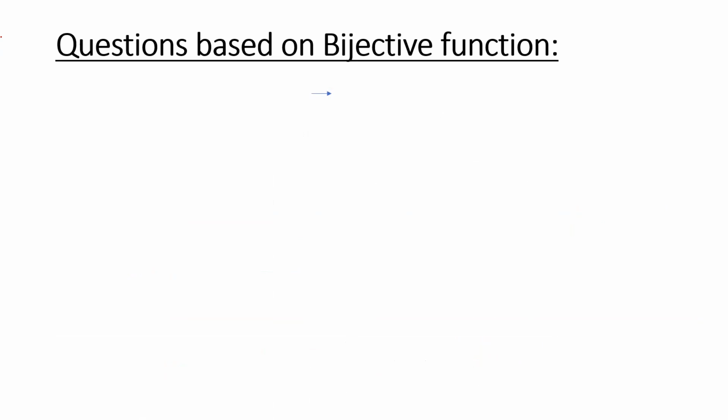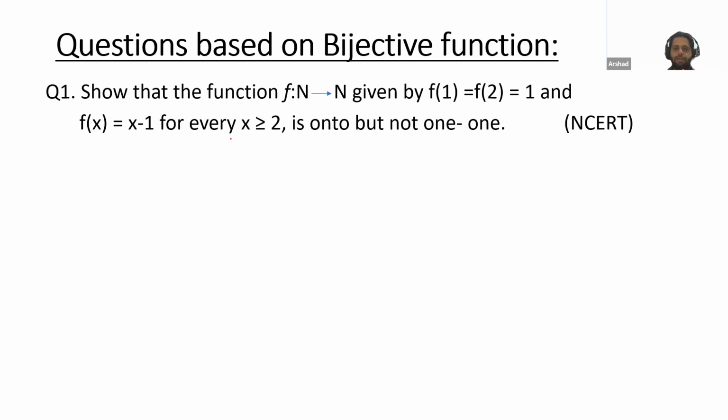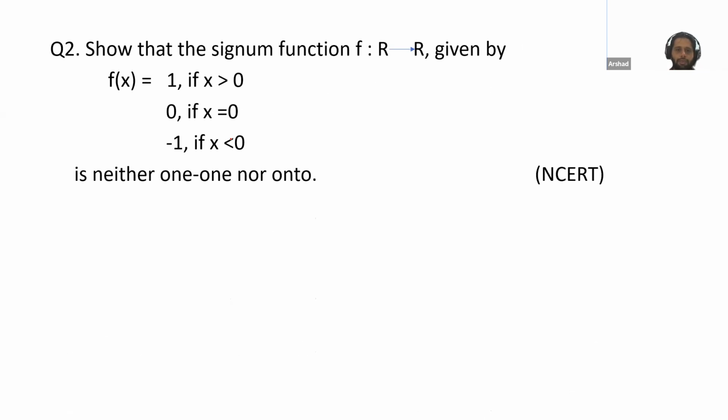Now, a question based on the bijective function. Who can tell me this? Josefa, what is the bijective function we have done in the last class? All of you, please revise. Yes, if it's both 1-1 and onto, very good. So the question is, show that the function given, no, this we will do later on. Okay, this is quite tricky. Okay, this is a very good question.